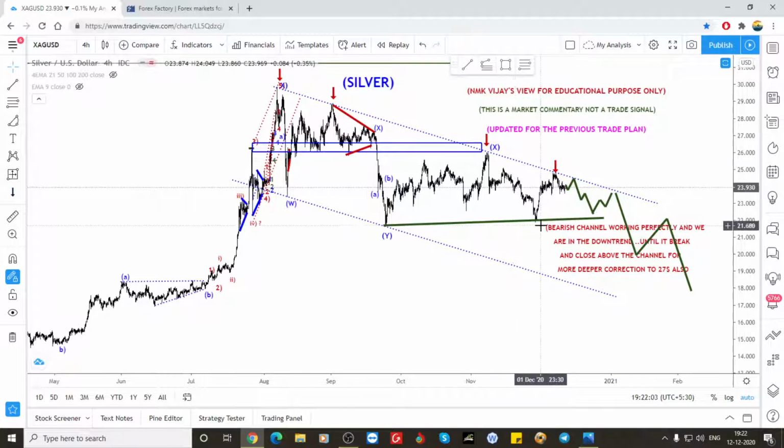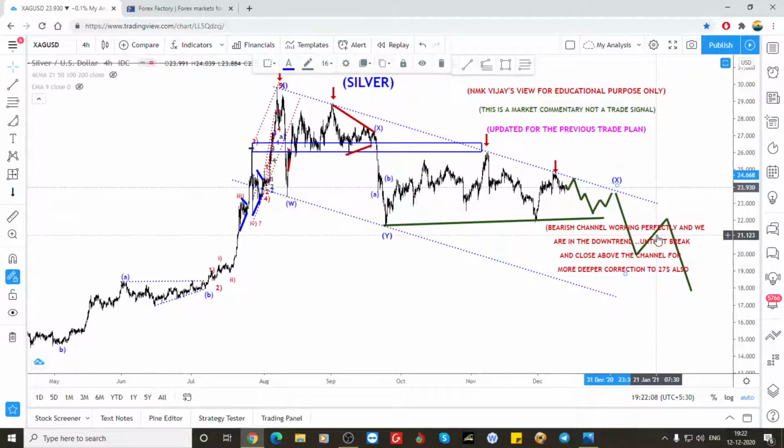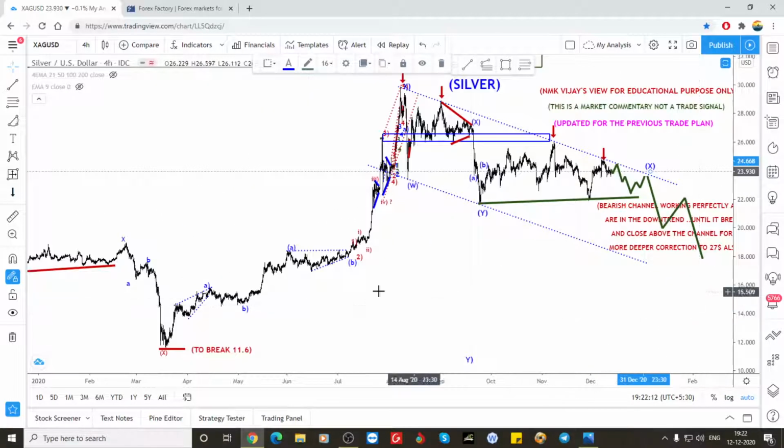So this is another W, X. So otherwise it could be an X as a triangle. So A, B and again C. So again it has to reach this 16,500 zone.